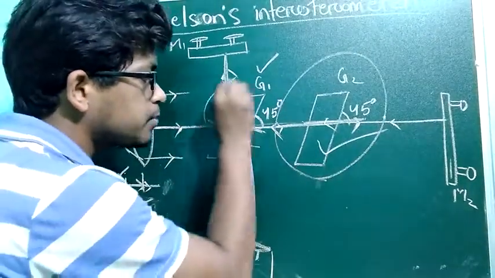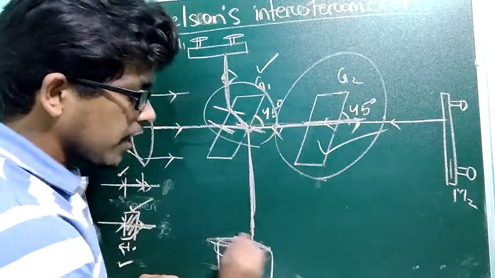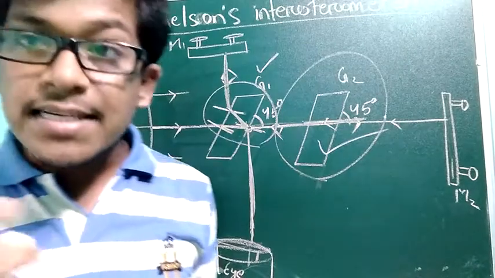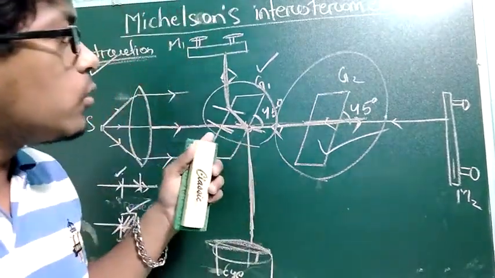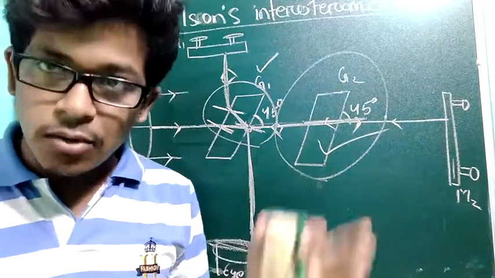Then you understood this part, how light is reflecting here, transmitting here, then light is coming, interfering. In the next class we will see how we are arranging the lights and how we are getting the images. That will be in the next class.